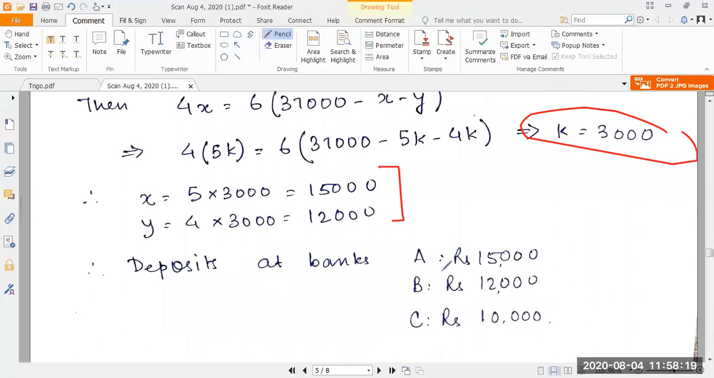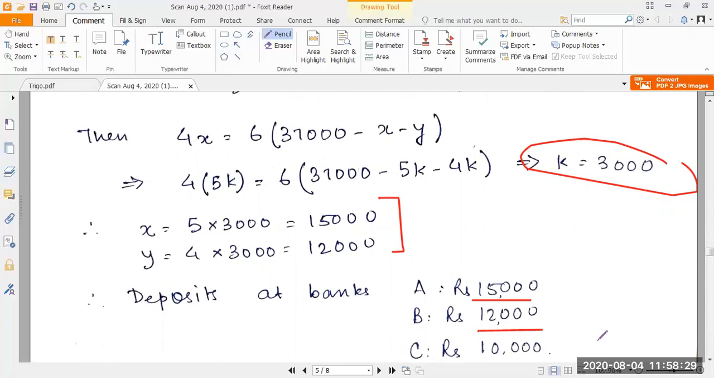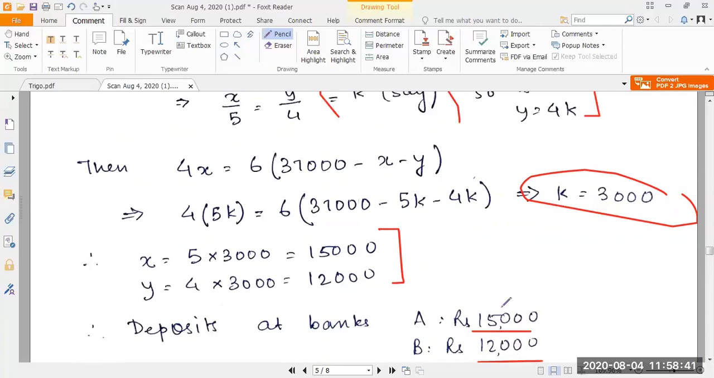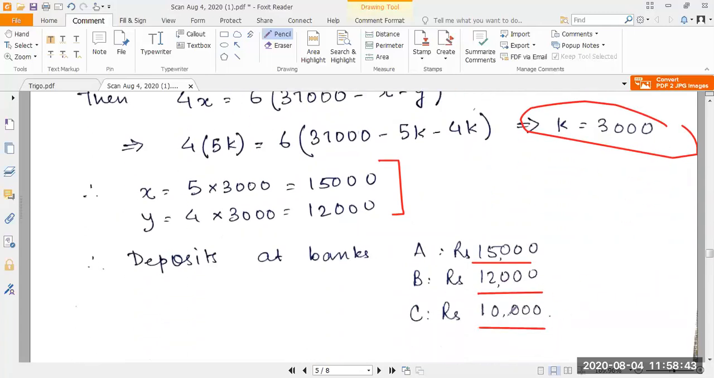So deposit at bank A was 15,000, that's x. Deposit at bank B was 12,000, that's y. And the deposit at bank C, you can find either by putting the value of 37,000 minus 5k minus 4k, with k equals 1,000 here, or you can subtract 37,000 minus 15,000 minus 12,000, whichever suits you, and you will get the same value, of course, 10,000. So Rita deposited 15,000 at bank A, 12,000 at bank B, and 10,000 at bank C.